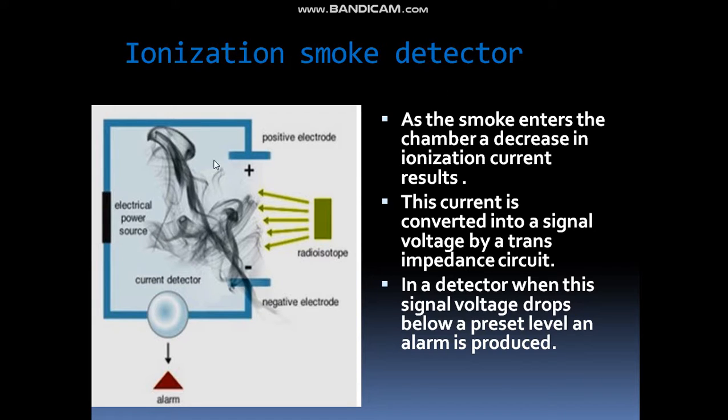So when there is no smoke, the ionization current is more, but when smoke is present, the ionization current is reduced, and in the current detector the voltage value is dropped. That's why the fire alarm is produced, that means the alarm rings. In this way the smoke detectors work.